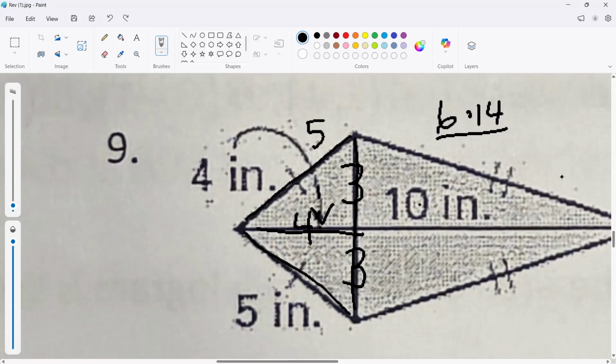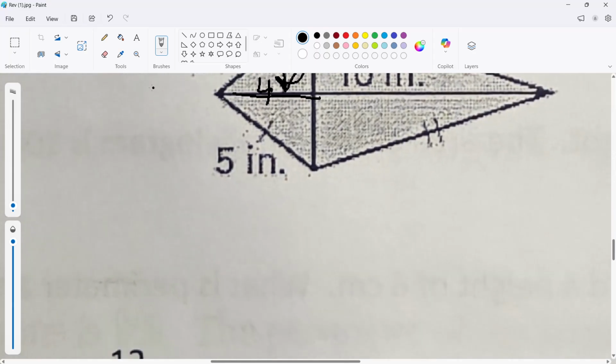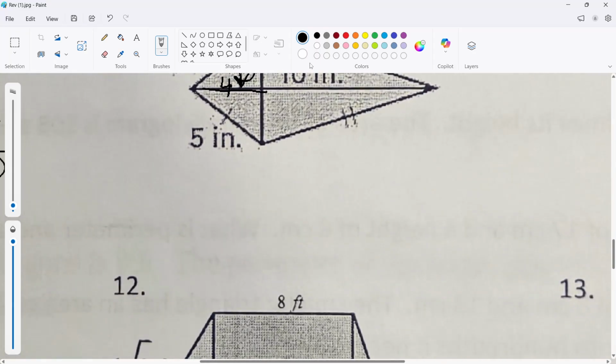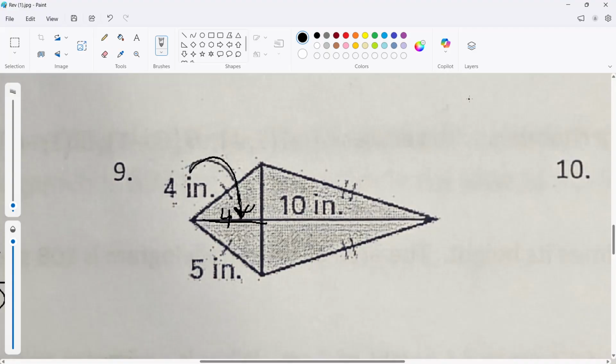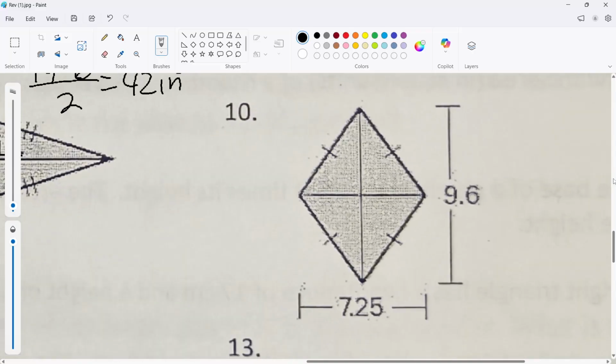Let me check something here. Where did I get that 4 from? Oh, yeah, it's pointed. Yeah, okay, that's where I got the 4. So that's what it is. Okay, next one. Let me do it again. This is 3. This is 3, so it's 14 times 6 divided by 2. 14 divided by 2 is 7 times 6 is 42 square inches. Number 10.